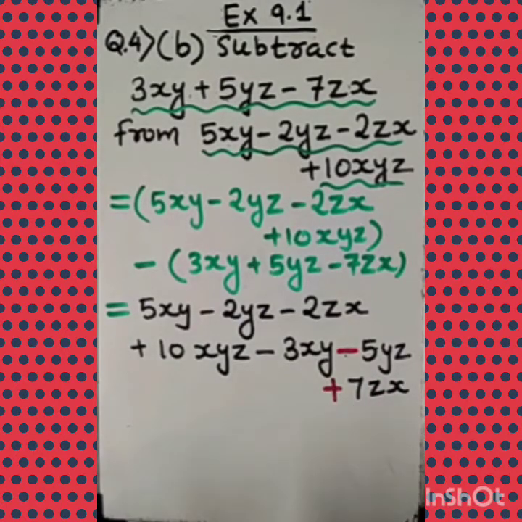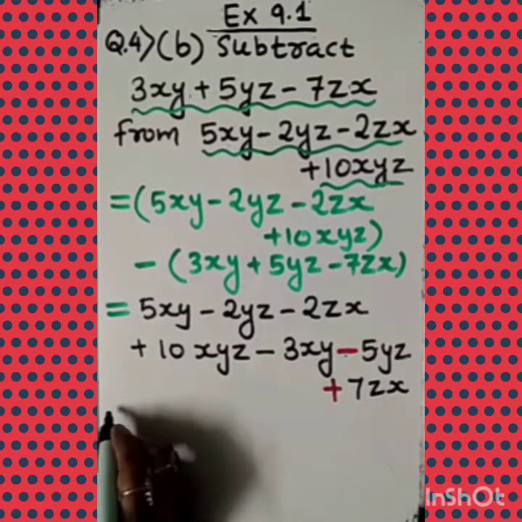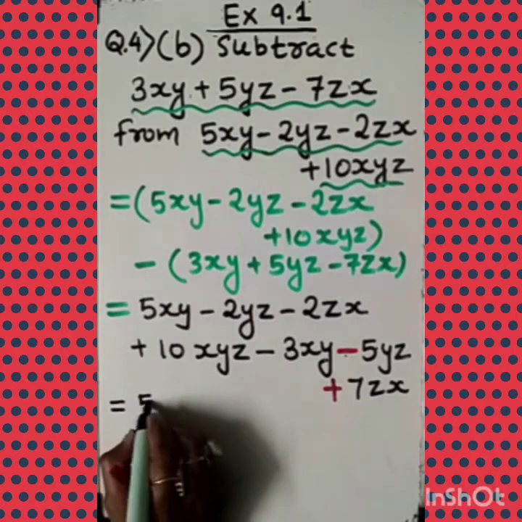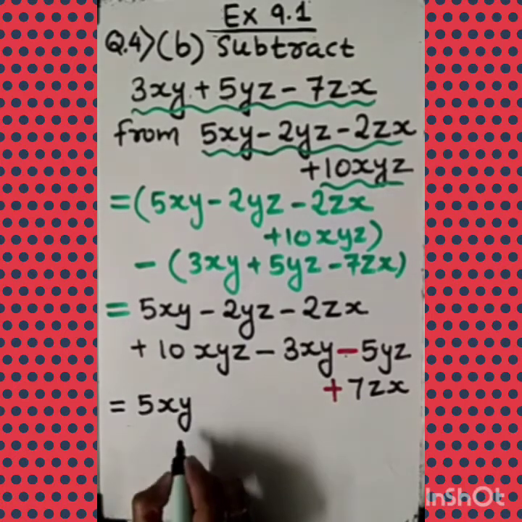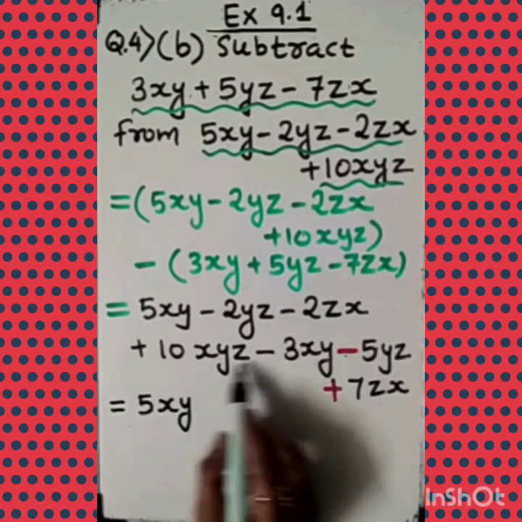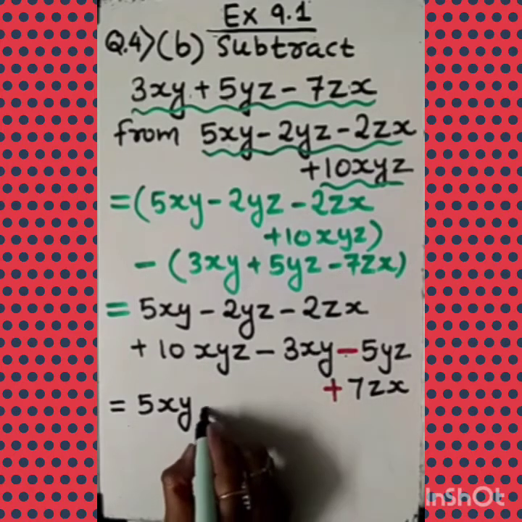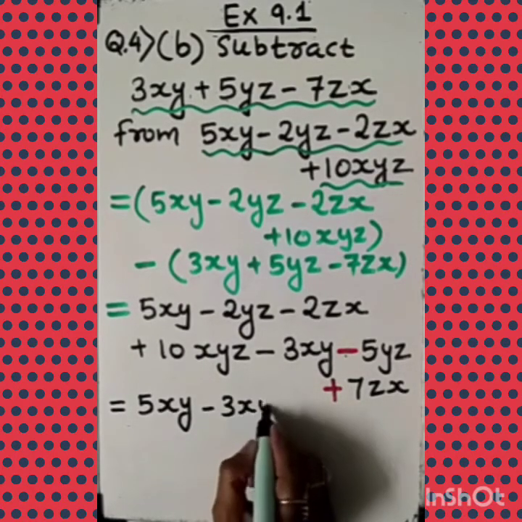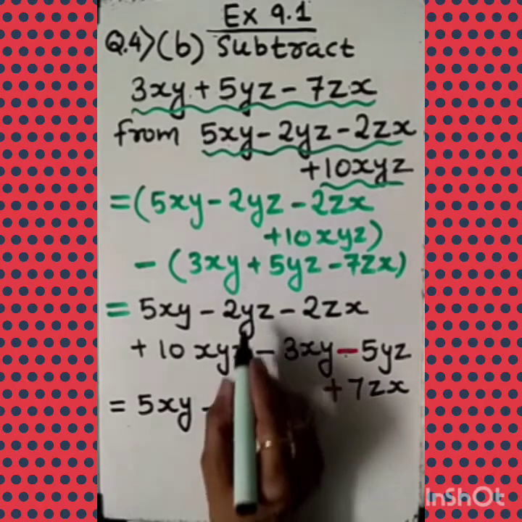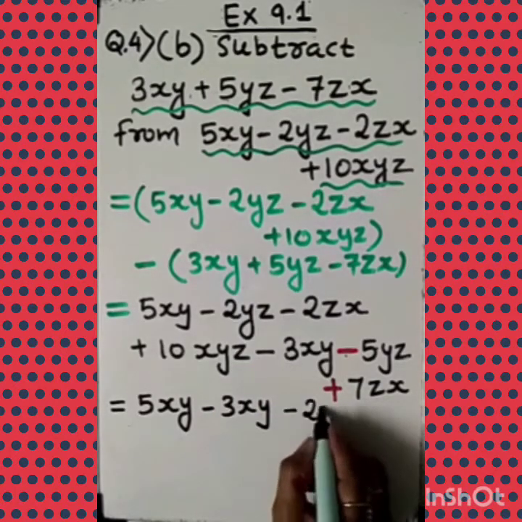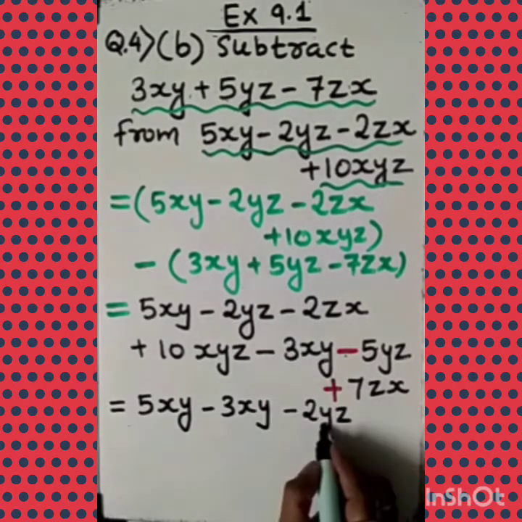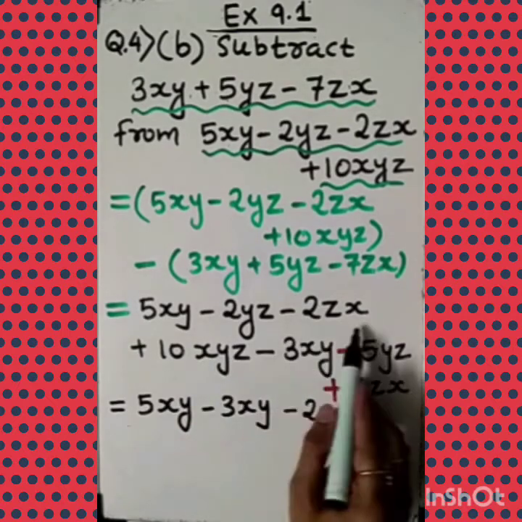Now in the next step, we need to write like terms together. So which are like terms here? Let's note down 5xy. Any other term with xy? Yes, this is here. So let me write minus 3xy. Then here 2yz, minus 2yz, and any other term in yz?